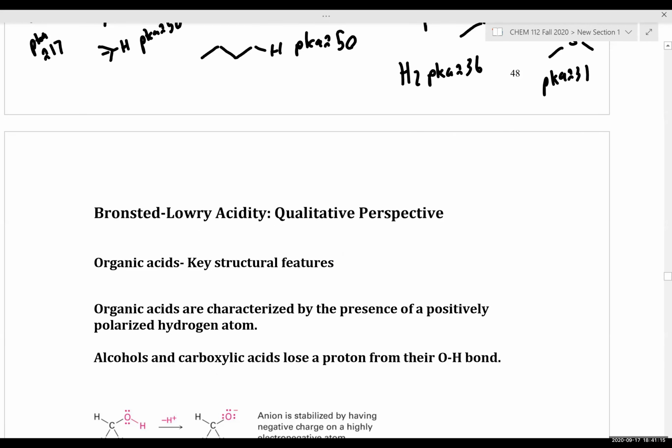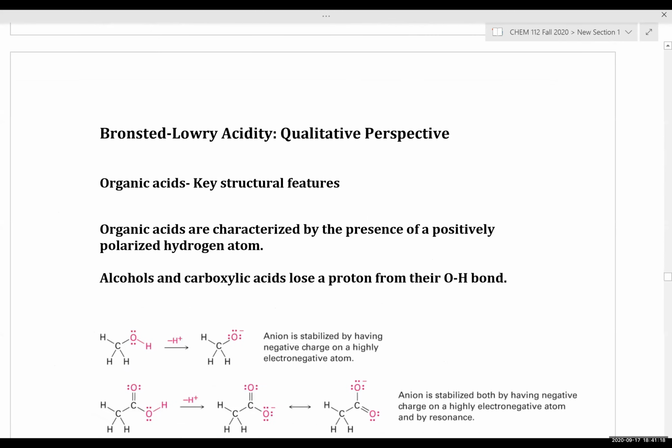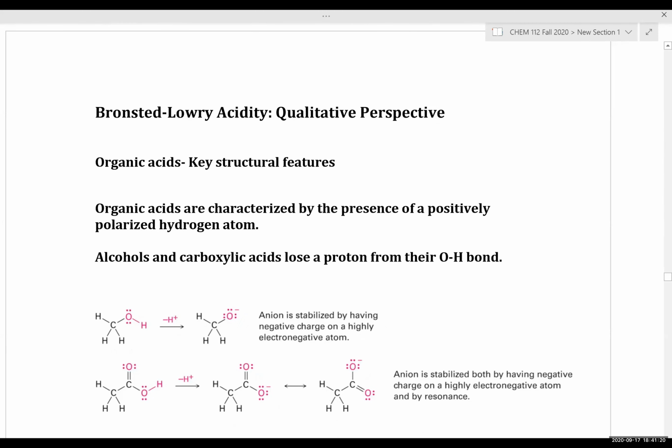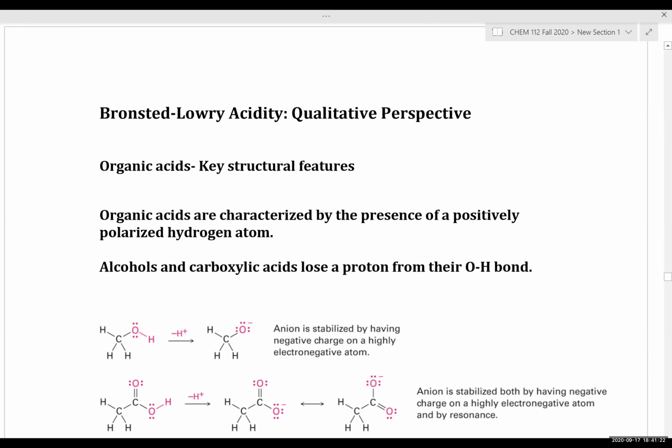Okay, so previously we discussed utilizing the pKa tables and tabulated pKa values to estimate and relate acid and base strength. What we're now going to do is take a qualitative perspective, where we focus less on the hard numbers of pKa values and more on analyzing a structure to estimate relative acid and base strength. So let's first talk about the key features of organic acids.